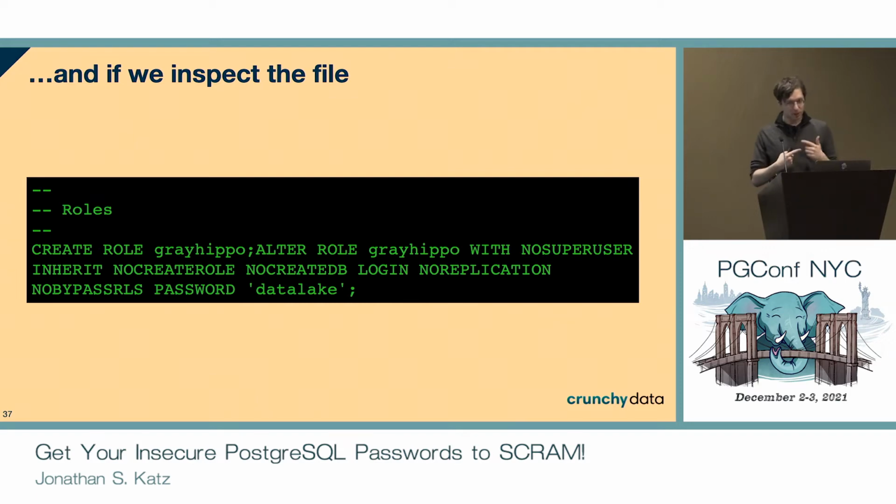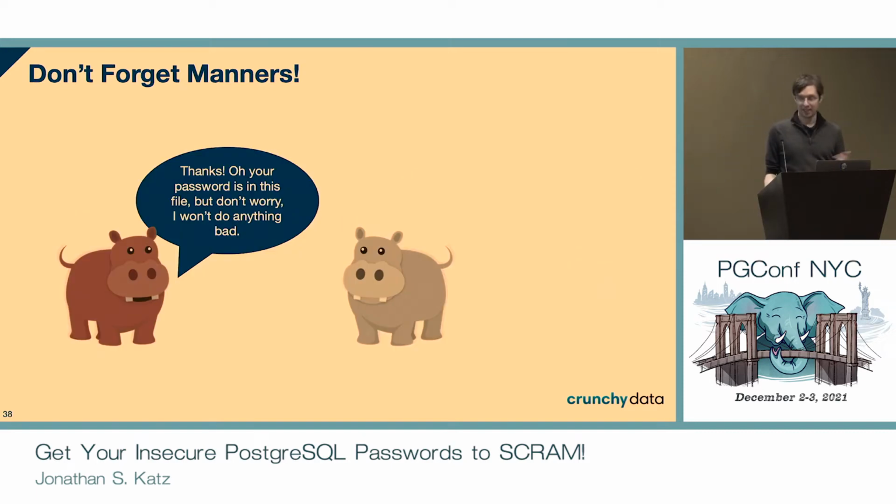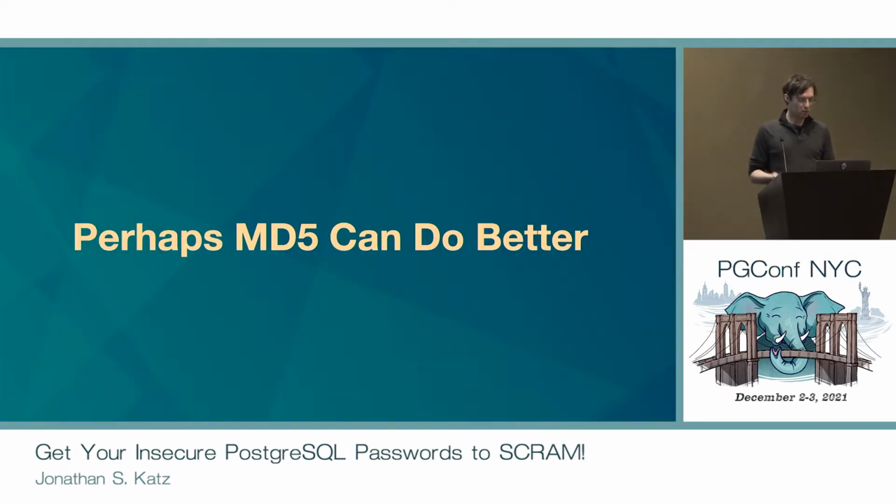It took a little bit of social engineering, but suddenly Red Hippo, again, has gotten GreyHippo's password and can log in. So we see that there are some things we need to do to tighten up password management, and this is where MD5 came in.